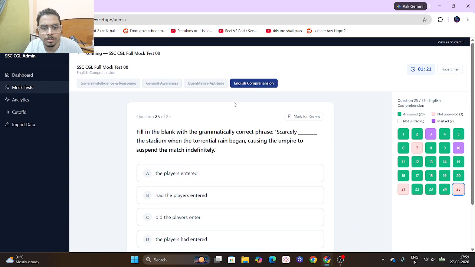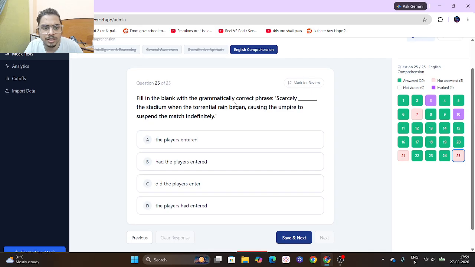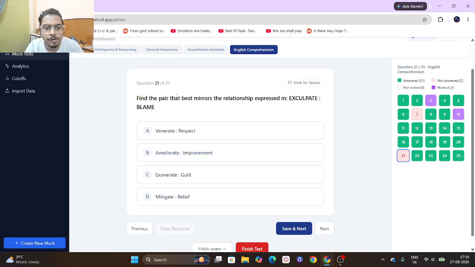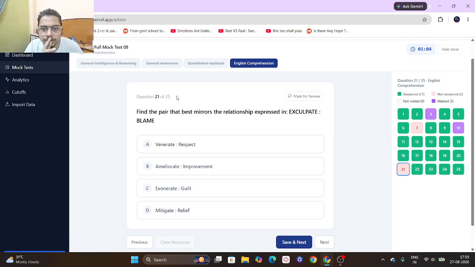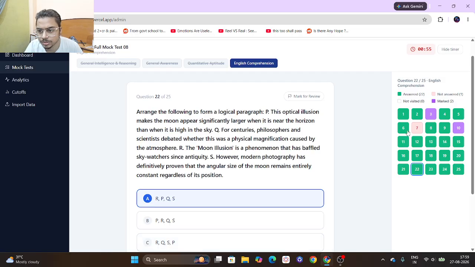Next, fill in the blank with grammatically correct. Scarcely dash the stadium when the torrential rain began, causing the umpire to suspend the match. It is scarcely had the players entered. Next, find the best pair that exhibit. I'll go with this, exonerate and guilt. I'm not sure, but I'll go with this.